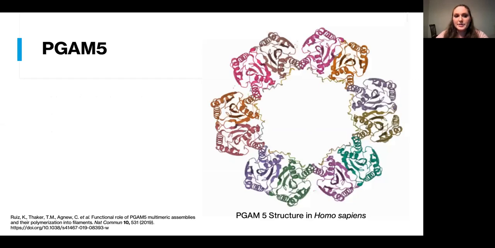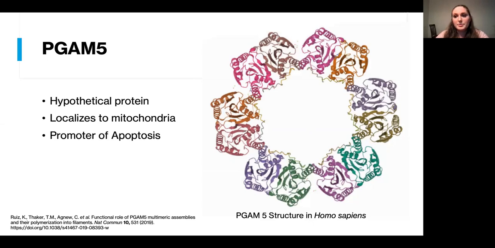The other gene I was interested in is PGAM5, or phosphoglycerate mutase family member 5. It is also a hypothetical protein whose function was inferred using gene ontology. It also localizes to the mitochondria. However, this one is pro-apoptotic, and it does so through activation of ASK1, which is a kinase. And here you can see a picture of the protein structure in Homo sapiens.